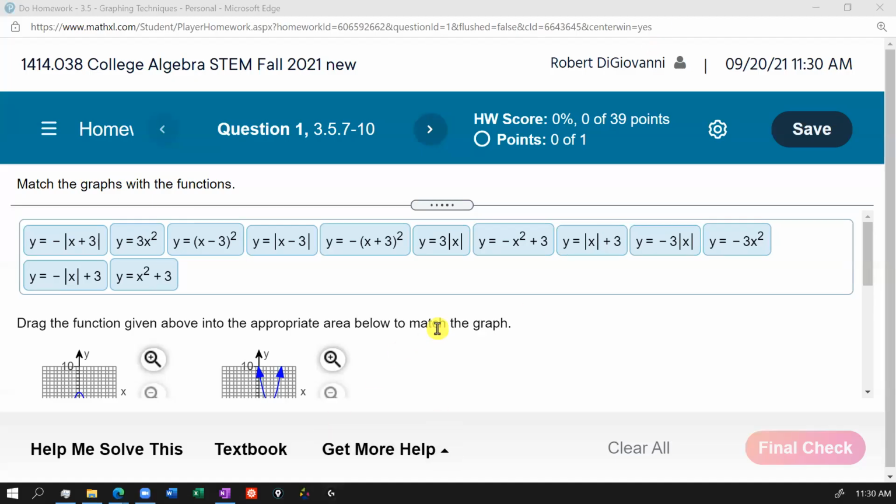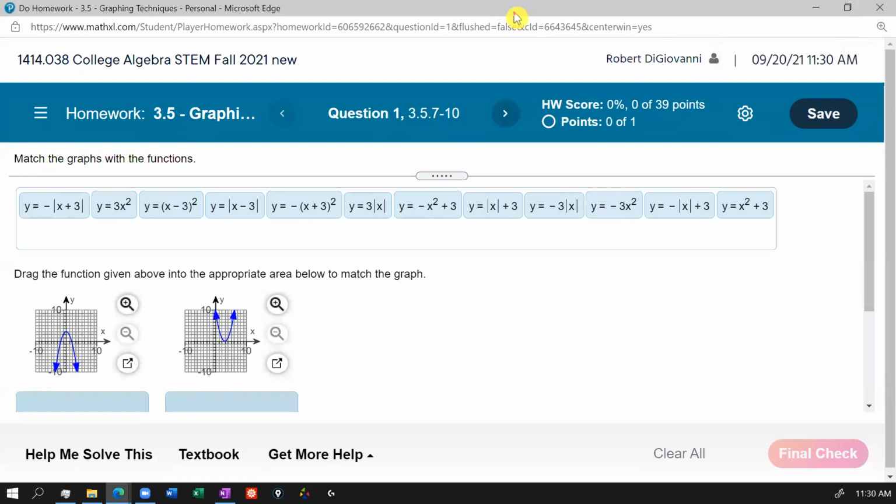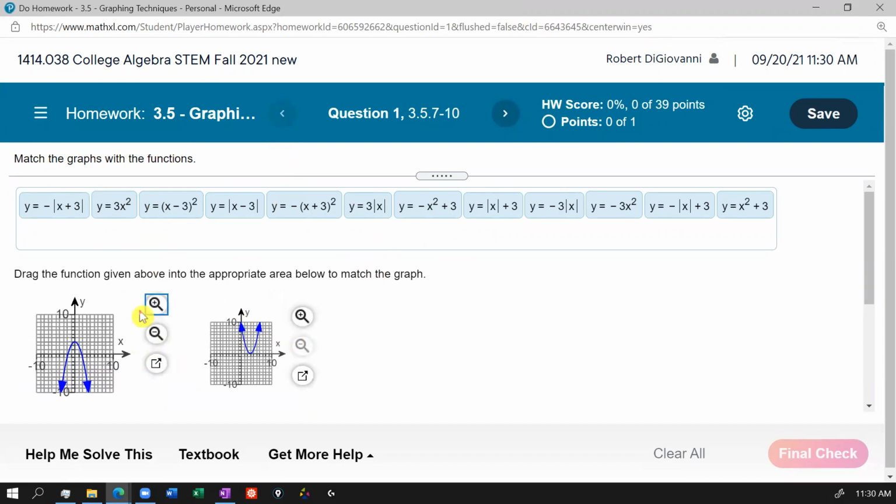Okay, going to be working the homework here for section 3.5. Make this a little smaller. Okay, so 3.5 graphing techniques. This first one we're supposed to match. So we're supposed to drag these and drop them in. So let's take a look at this function here.